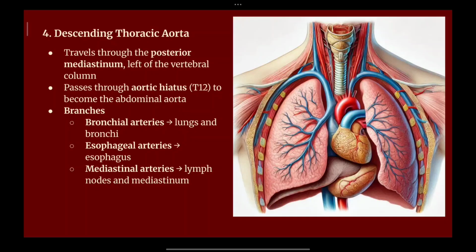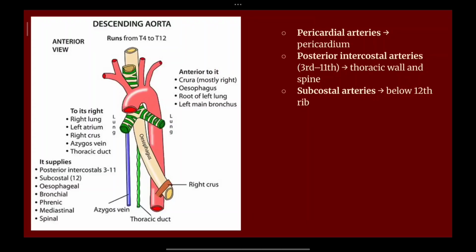Aortic hiatus is an opening for the aorta to pass through. So this is present in the anterior region of the 12th thoracic vertebra. So this is where the abdominal aorta is going to be giving rise. So the descending aorta at the T12 region is going to be called the abdominal aorta. Now the branches of the thoracic aorta are the bronchial arteries, the esophageal arteries, the mediastinal arteries, then we have pericardial arteries, the posterior intercostal arteries and the subcostal arteries.